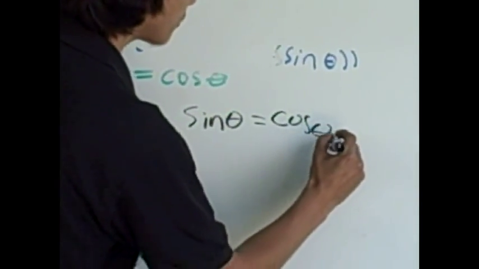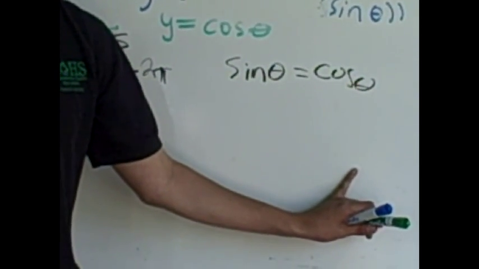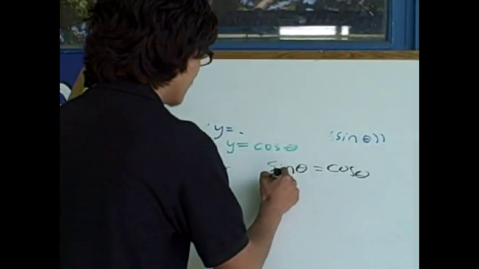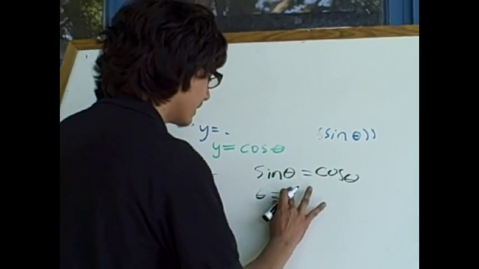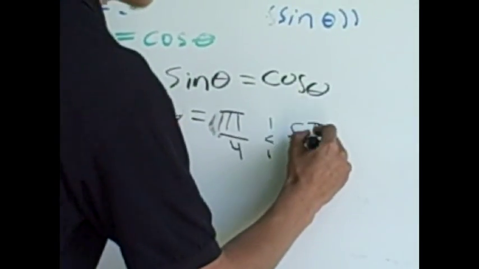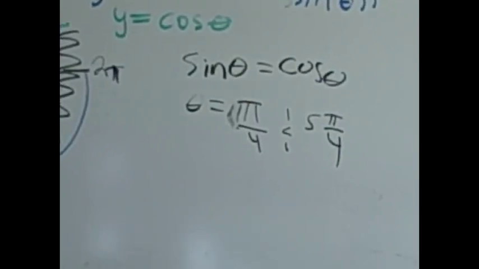And since we're all cool trig students, we already know when sine is equal to cosine. Pi over 4, 5 pi... So our theta would be 5, oh, nope, I lied. Pi over 4 and 5 pi over 4. So pi over 4, 5 pi over 4. Right? So let's start our integral.